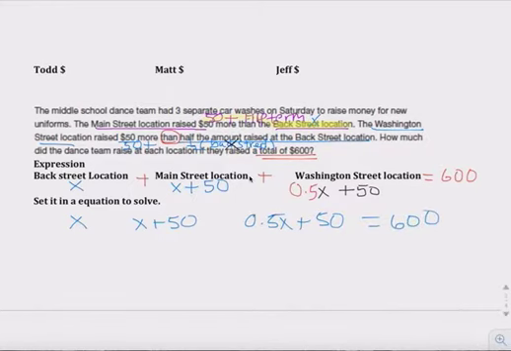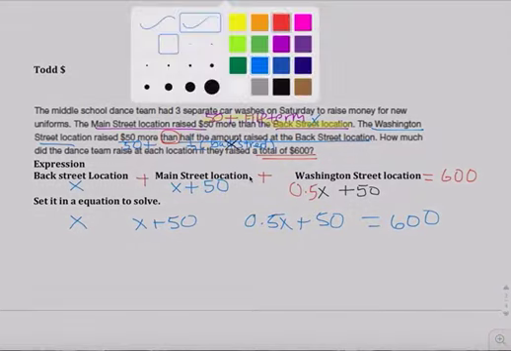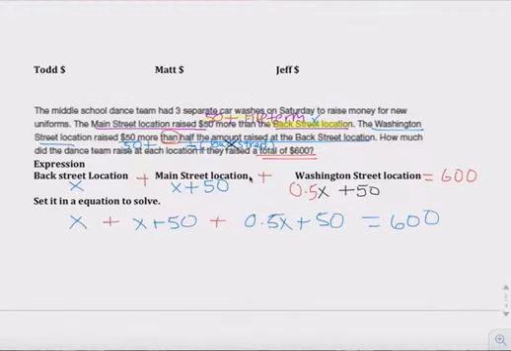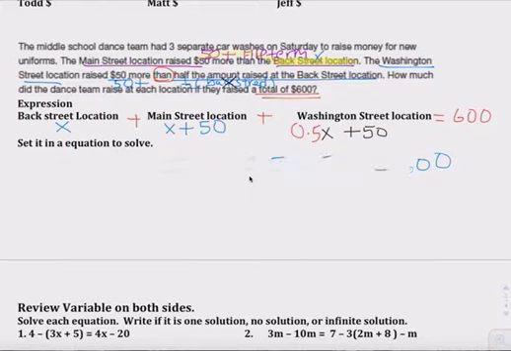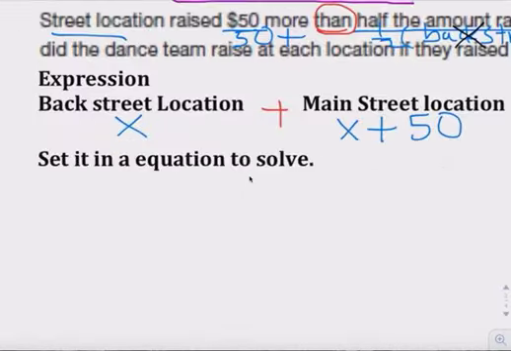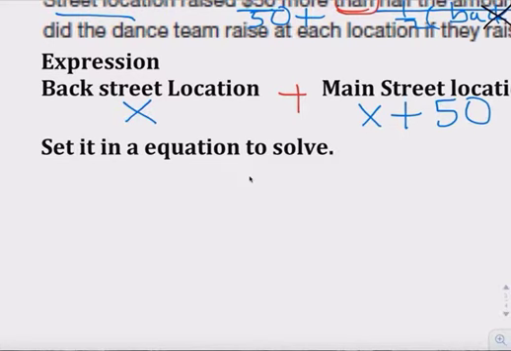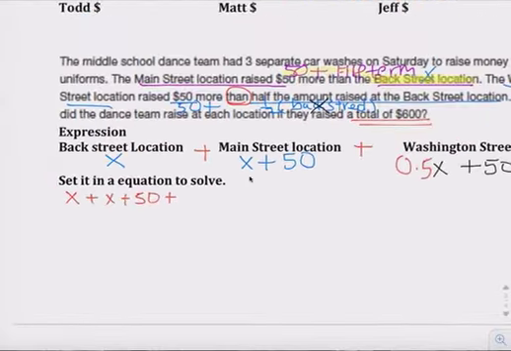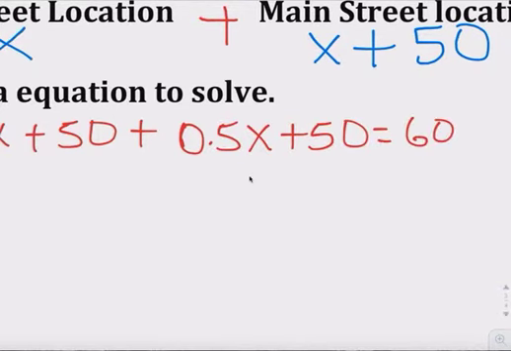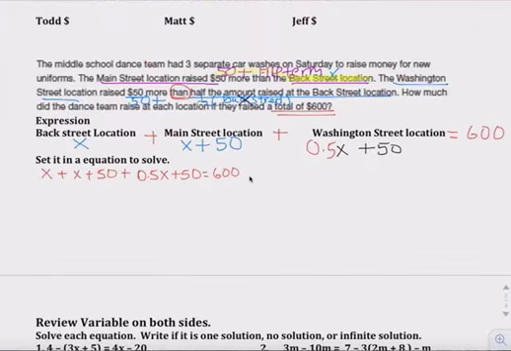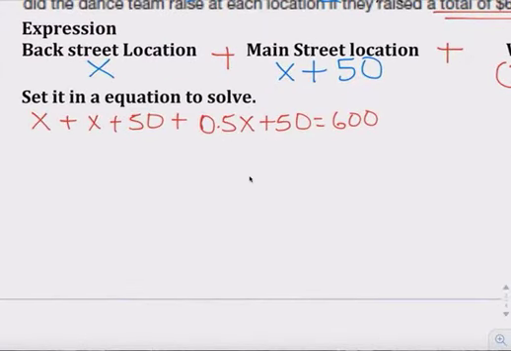Okay, I'm writing too big. You add them all up. I'm writing way too big. I'm going to run out of room. Okay, I'm going to erase. It's too big. Okay, put X here, plus X plus 50, plus 0.5X plus 50 equals 600. Okay. All right. Combine the like terms.